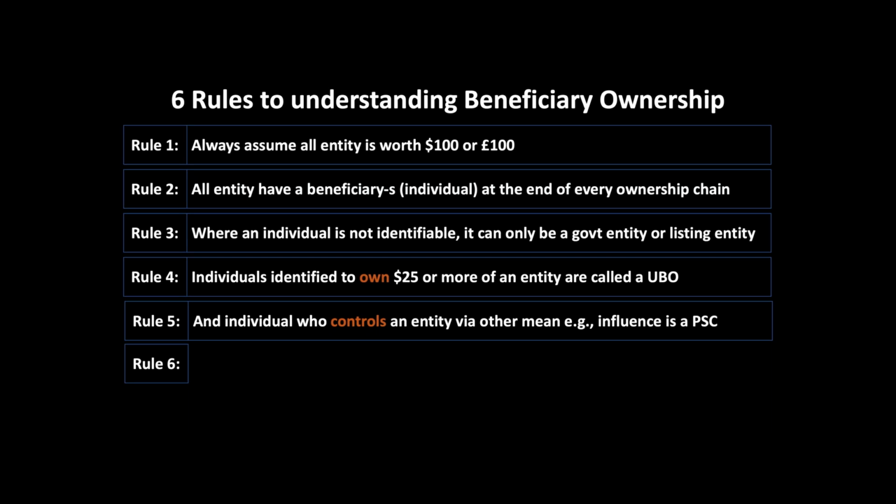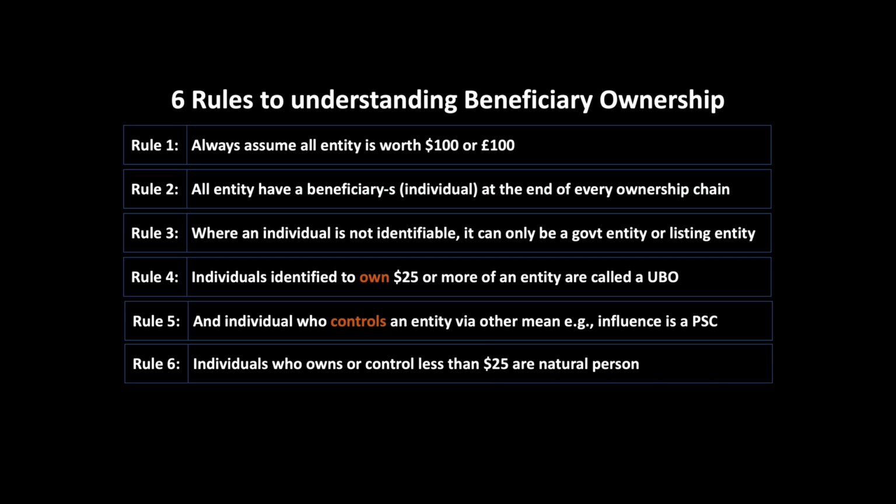Now, rule number 5, an individual who controls an entity via other means, e.g. through influence, will be known as a PSC. Now, what a PSC means is person of significant control. I will explain that in a minute. And rule number 6, individuals who own or control less than 25% are just natural persons. Like I said in rule number 4, if they own 25% or more, they're regarded as UBO. If they own less than 25%, they are just natural persons, which is $25 in terms of a breakdown of currency.